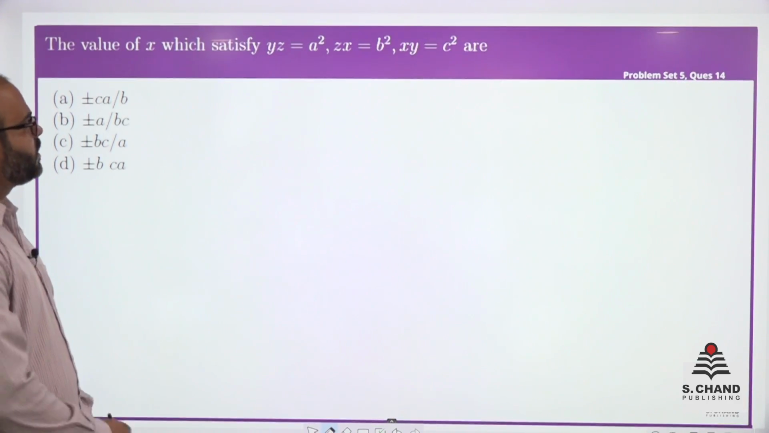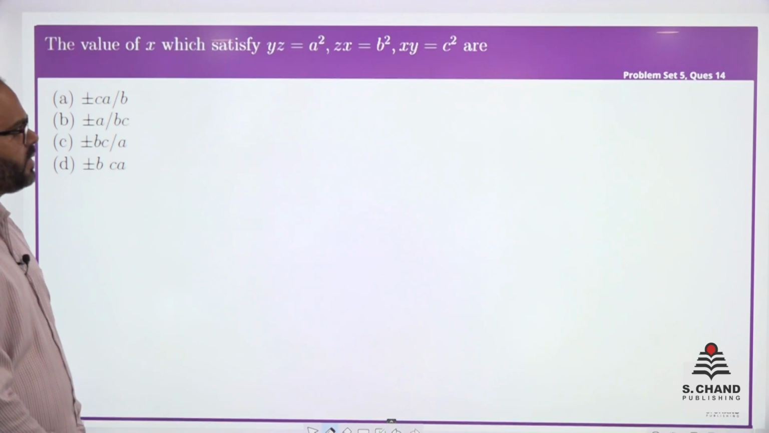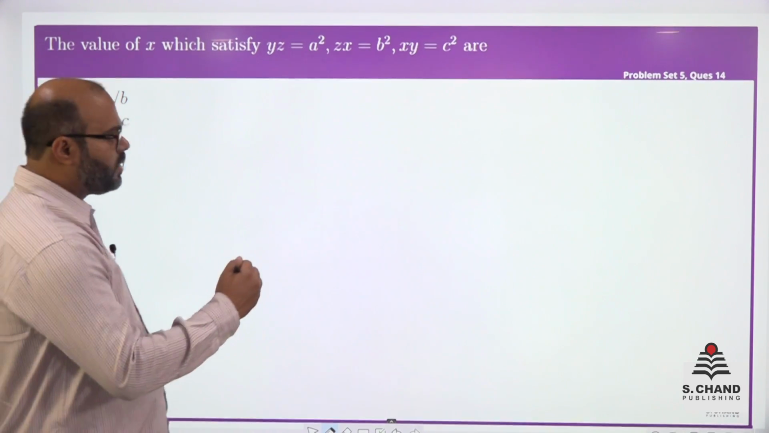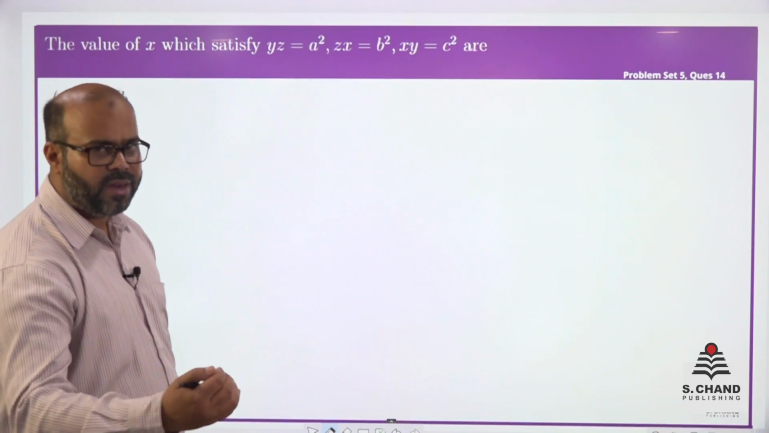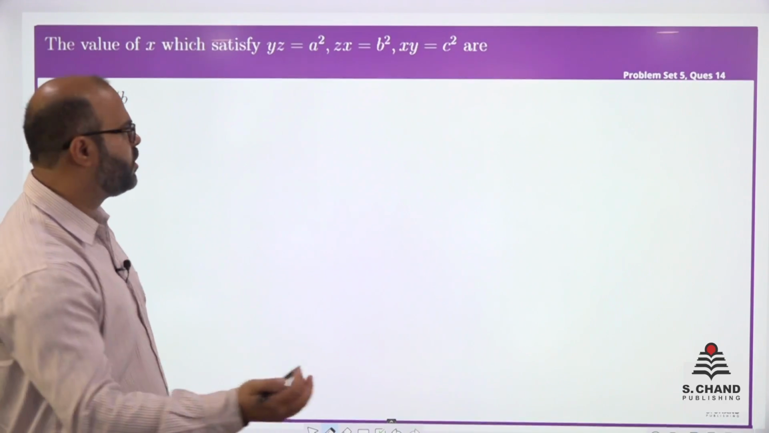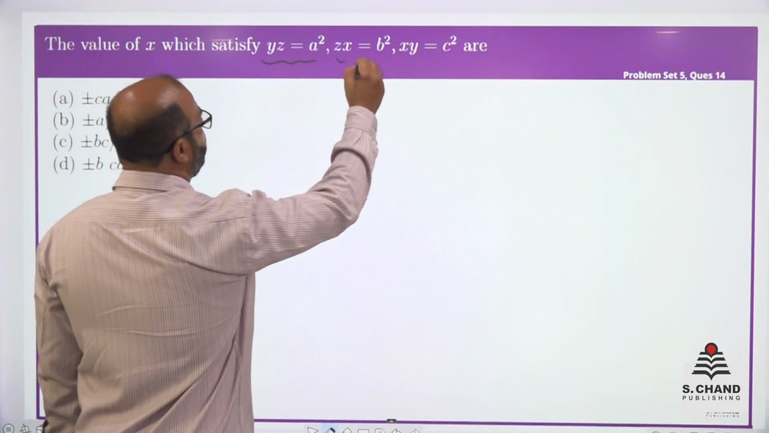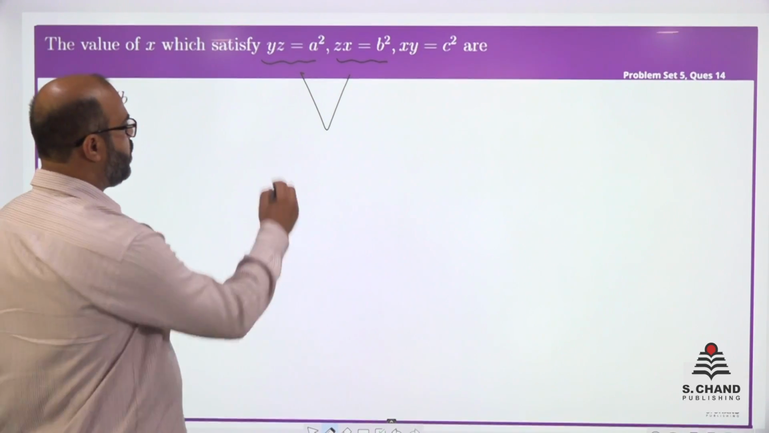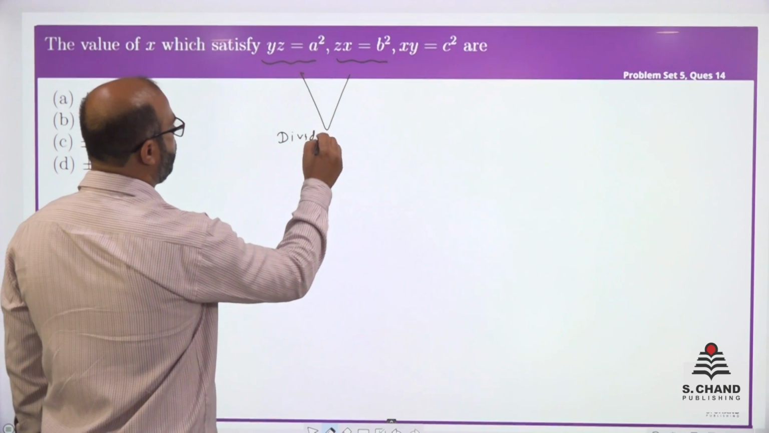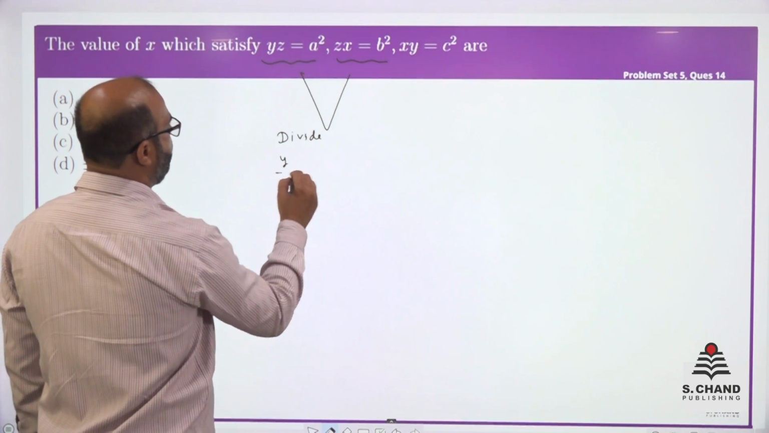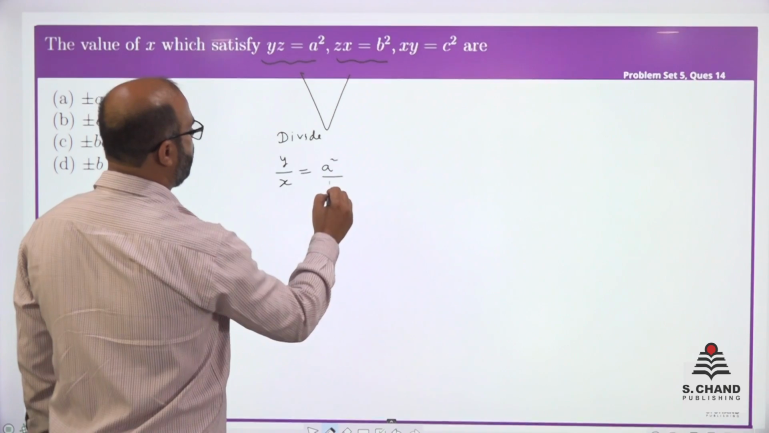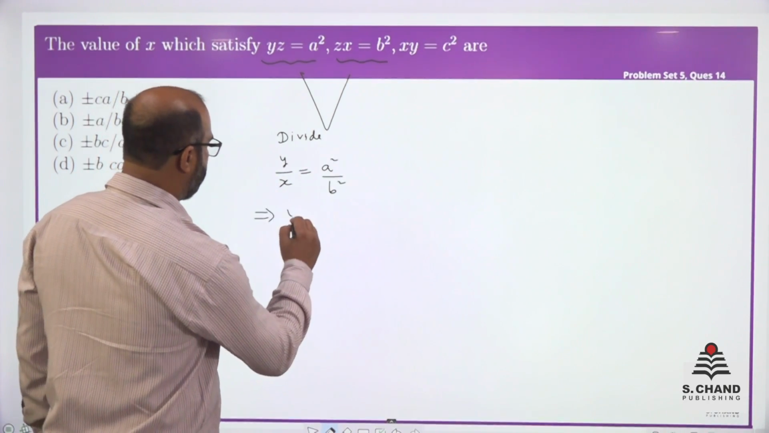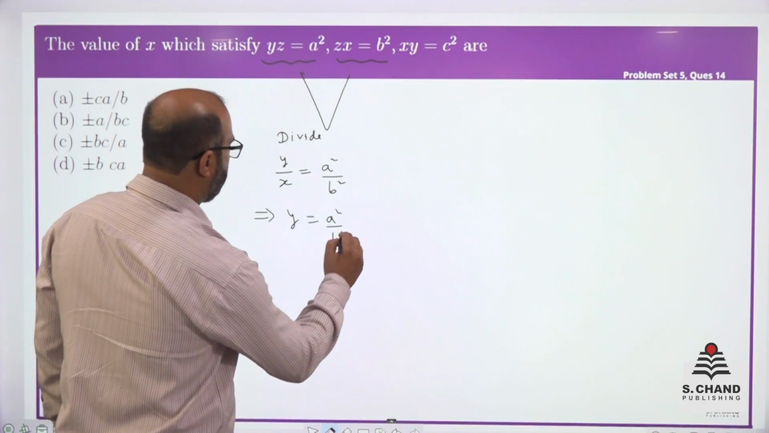The value of x which satisfies yz is equal to a square, zx is equal to b square, xy is equal to c square, is. So again it is a similar type of question which we have done a little while ago, that was a little lengthy, this is not that lengthy. From these two equations, let us first eliminate z. How will we do it? We will divide them. When we divide these two equations, z will cancel. So y by x is equal to a square by b square. Now from here you can write y is equal to a square by b square times x.